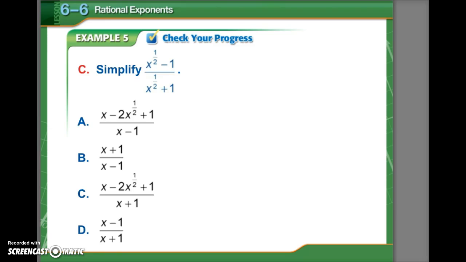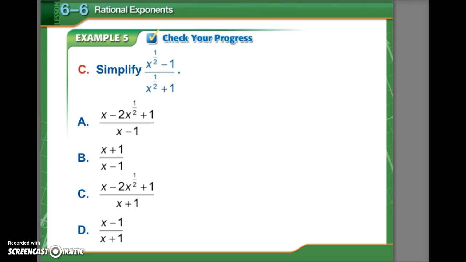And one more check your progress problem. We have x to the 1/2 power, or the square root of x, minus 1 over the square root of x plus 1. Remember, you're going to have to use conjugates for this problem. It's going to probably take you a while, so pause the video as long as you need, and when you have your answer, come on back and go to the next slide. Your answer this time is choice A.